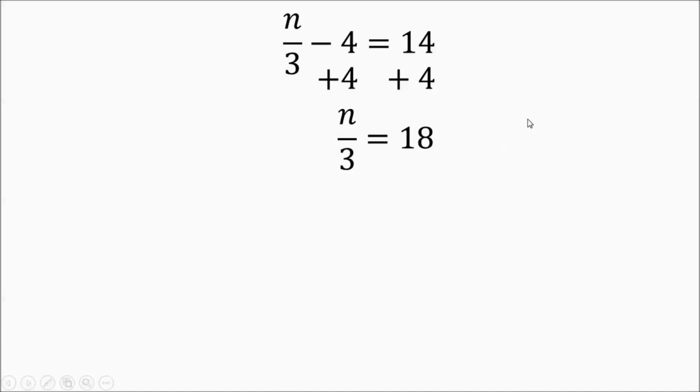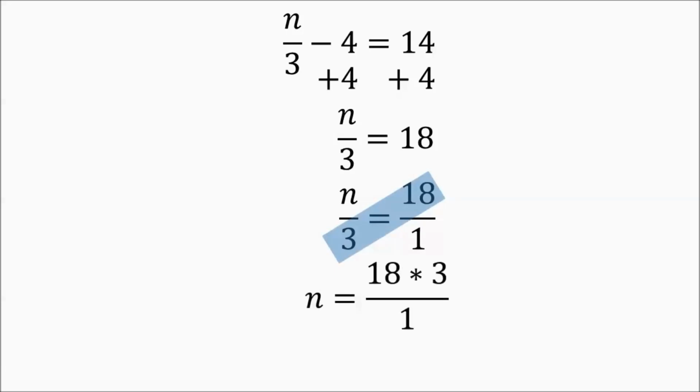One thing I've found recently, I've seen a few kids doing, is they'll think of 18 as 18 over 1. And then they'll realize, oh, this is just a proportion. So you're going to multiply 3 by 18 and then divide by 1. You don't even really need to worry about the divide by 1, so it's just going to be n equaling 54.